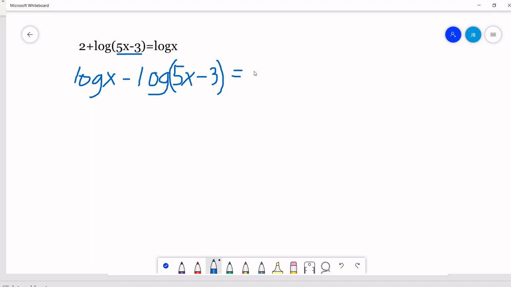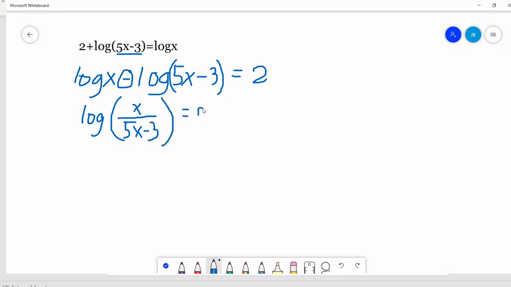It is equal to 2. Notice that this is a quotient rule since the operation between them is a minus sign, and since both of the bases are the same, the bases are 10. There's no base here, but it's understood that the base of this logarithm is 10. So therefore, that would be equal to log of x over 5x minus 3 is equal to 2.